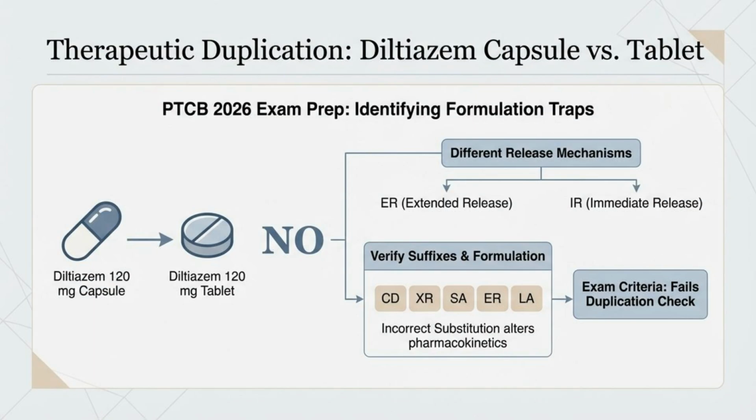Is a diltiazem 120 mg capsule a duplicate of a diltiazem 120 mg tablet? No. They have different release mechanisms, such as extended or immediate release. Incorrect substitution alters pharmacokinetics, so verify suffixes and formulation carefully.